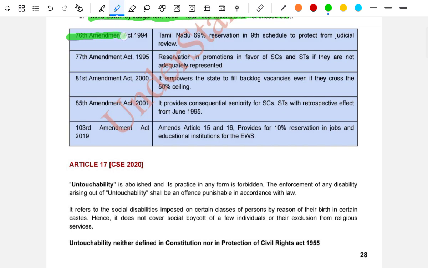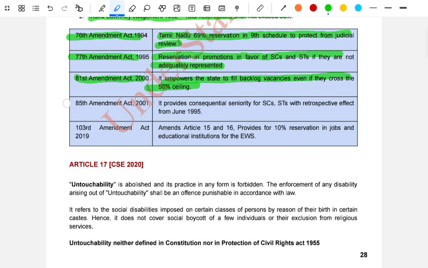76th Amendment Act 1994: Tamil Nadu's 69% reservation was placed in the Ninth Schedule, protected from judicial review. 77th Amendment Act 1995: reservation in promotion in favor of SC and ST, as they are not adequately represented. 81st Amendment Act 2000: it empowers the state to fulfill backlog vacancies even if they cross the 50% ceiling.